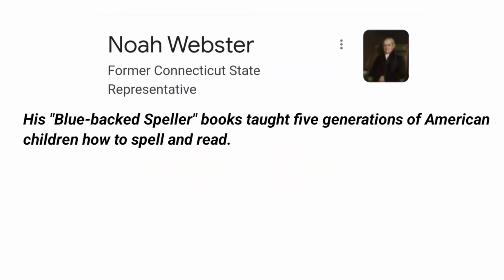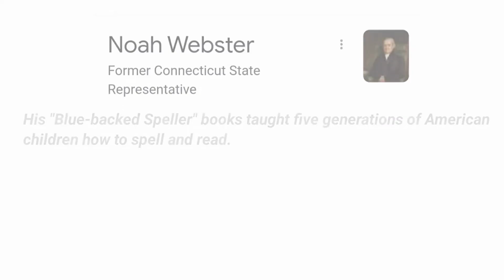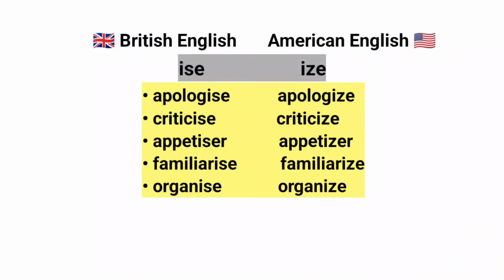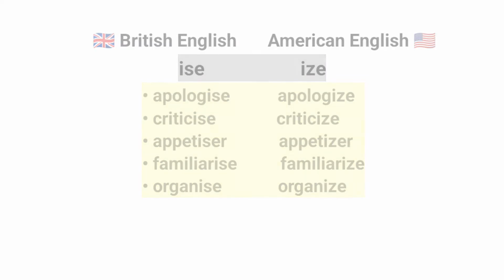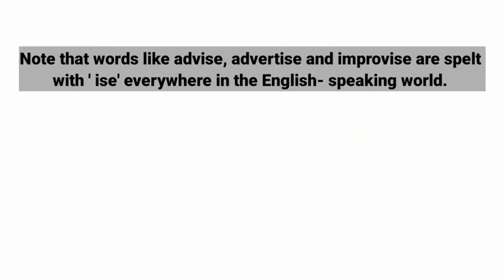It is the American lexicographer Noah Webster we have to blame for all these differences. He produced a list of dictionaries in his lifetime. He wanted to reform spellings and to make them more in line with the American pronunciation of the words. Words like apologize, criticize, appetizer, familiarize, organize are spelled with ISE in British English but IZE in American English. Note that words like advise, advertise and improvise are spelled with ISE everywhere in the English-speaking world.